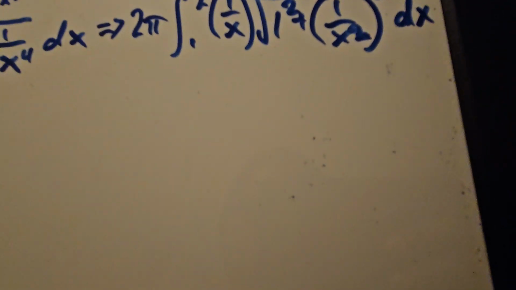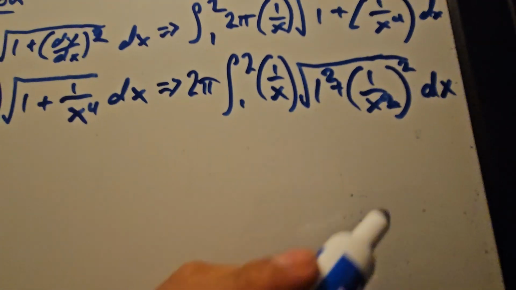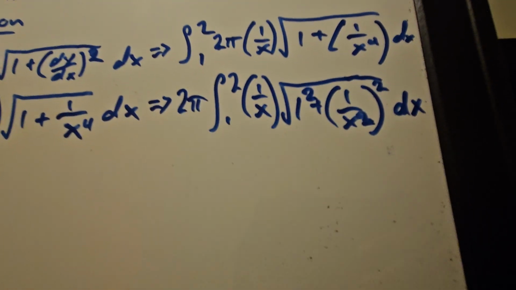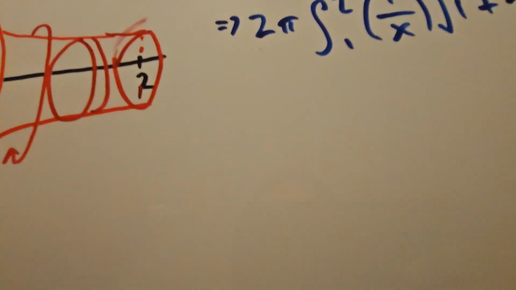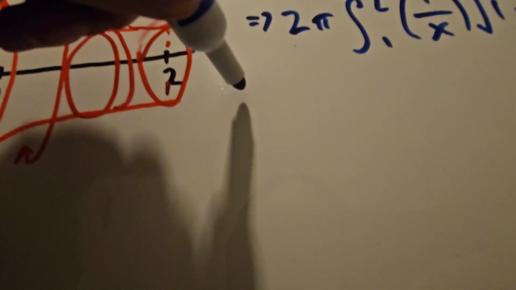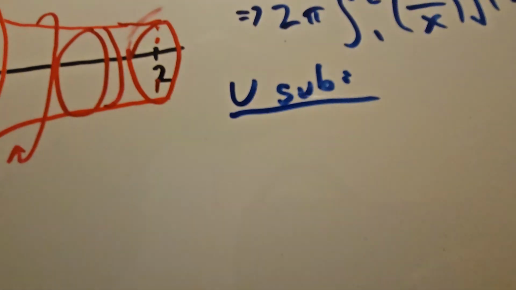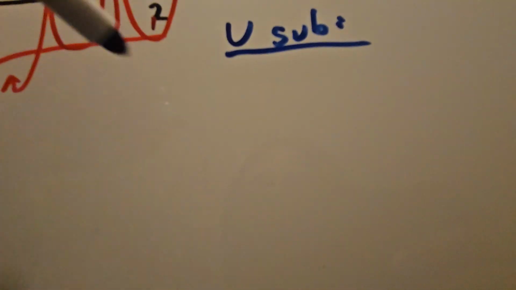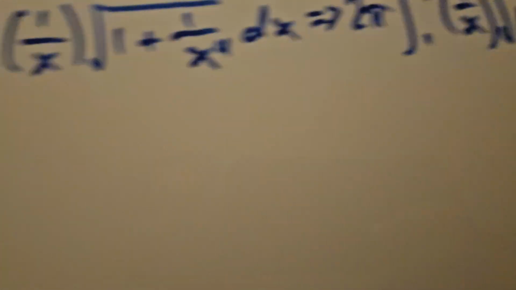Now we can use our u substitution. We can let u equal what's inside this. So let's use our u sub. Let u equal, what's u going to equal? 1 over x to the 2, 1 over x squared.